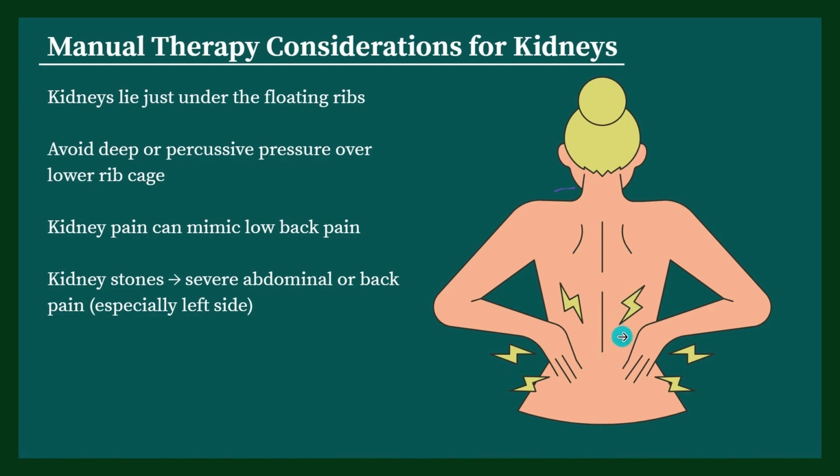That's why we try not to do deep pressure in that area, 4 inches lateral to the spine, because we could potentially break a floating rib, which could puncture a kidney, which could cause all kinds of problems for that person, not to mention being very painful.